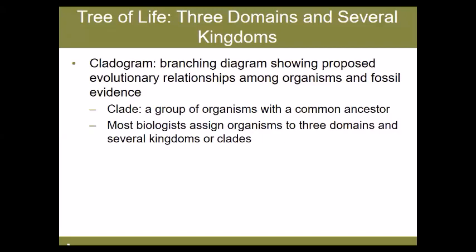Then the last part of this is that you can create what's called a cladogram. This is your tree of life design that is basically a branching diagram that shows you how closely related these organisms are biologically. And it can be based on different things such as the structure of the organism, or it can be based on things like its DNA sequence.